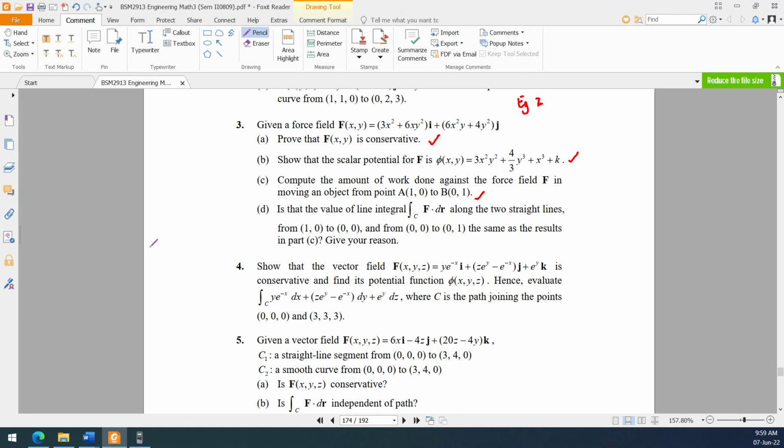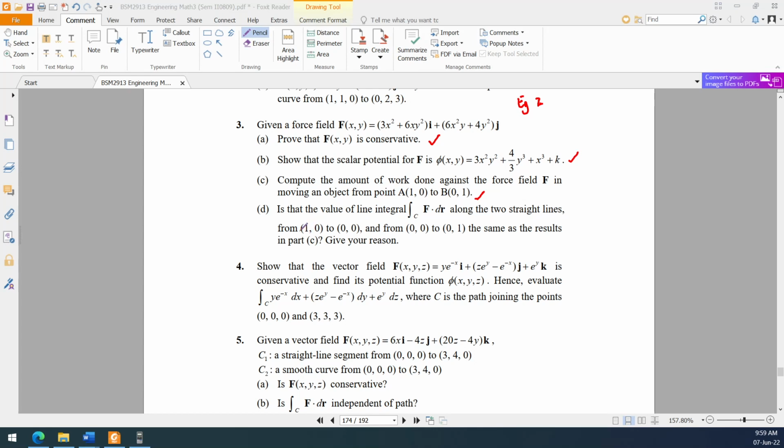Question D: is the value of the line integral F dot dr along the two straight lines from (1,0) to (0,0) and from (0,0) to (0,1) the same as the result in part C? Give your reason. Okay, is it the same? Since F is a conservative vector field, so okay.